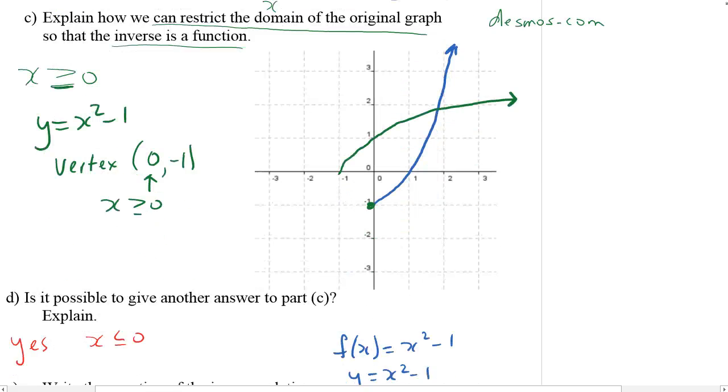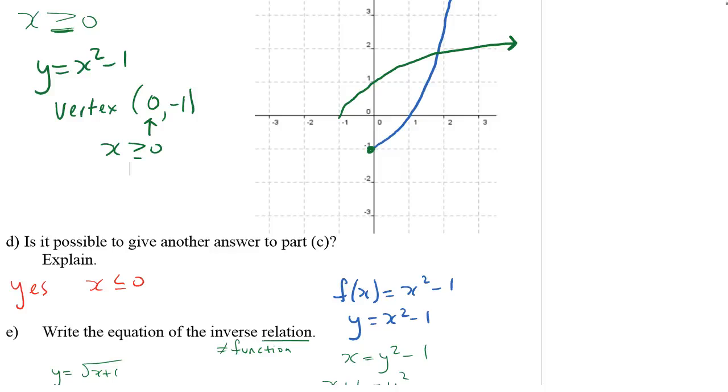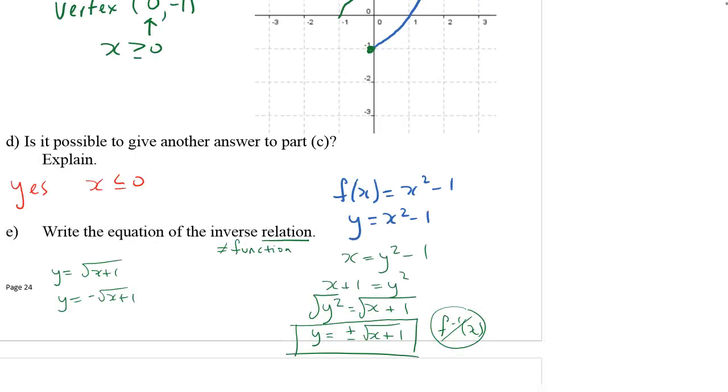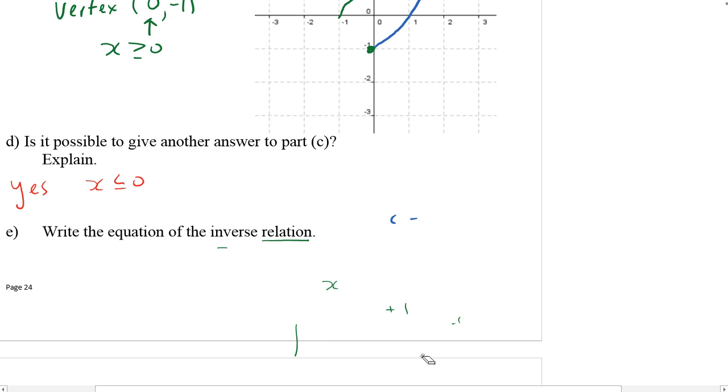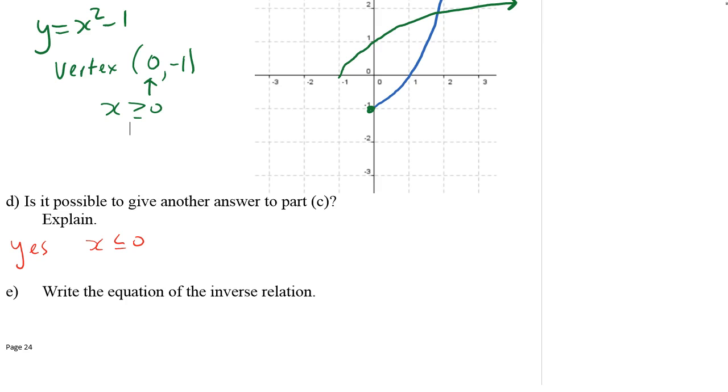Oh, I forgot to erase my earlier work here, so I'll do some erasing. We'll catch up in a second. Is it possible to give another answer? Yes, you can make it less than or equal to 0. So there's the other option: you can say x is less than or equal to 0.